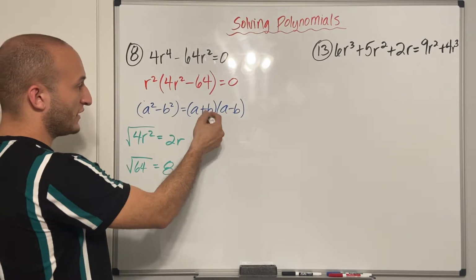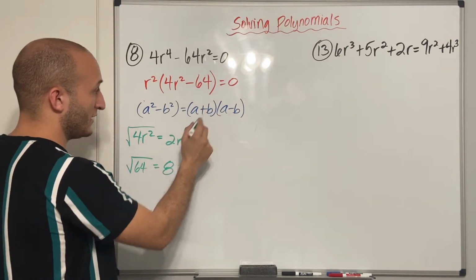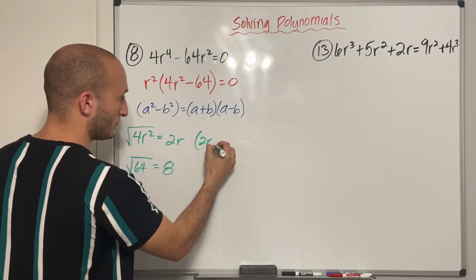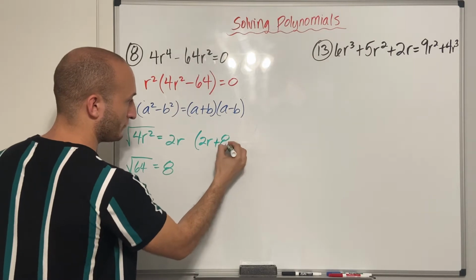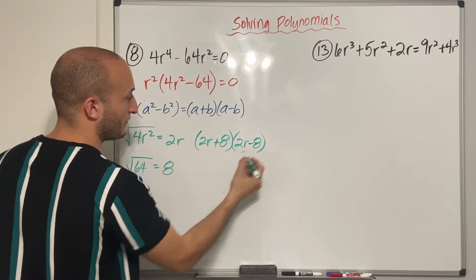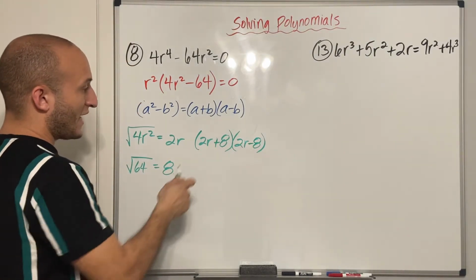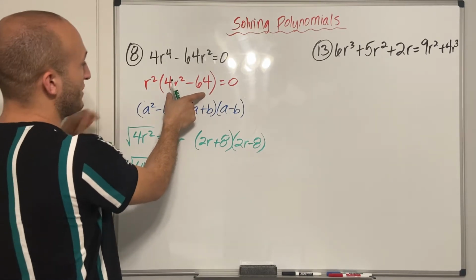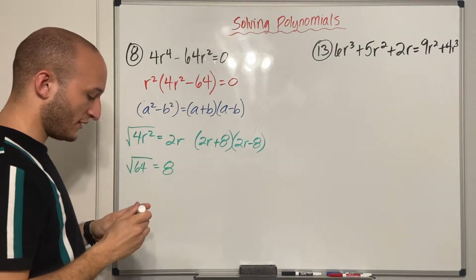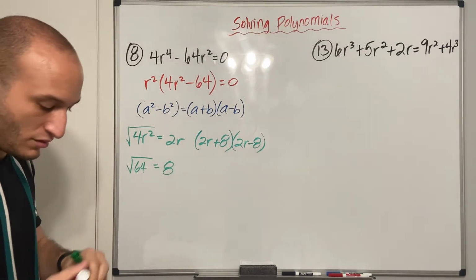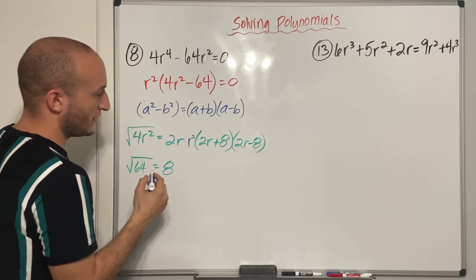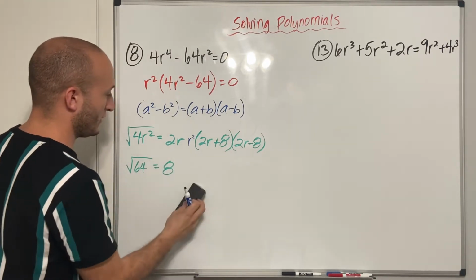Now plugging these numbers in, my a would be 2r, so it's 2r plus 8 times 2r minus 8. I factored this section, but remember that there's an r squared being multiplied to all of this. So I'm going to rewrite this and write an r squared attached here. Don't be confused by this. Here, let me erase this part right here.